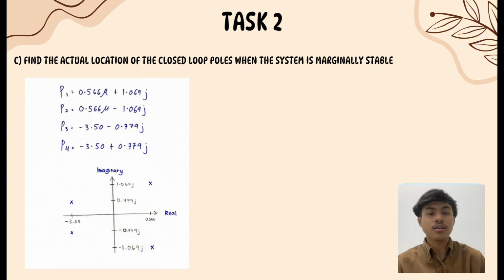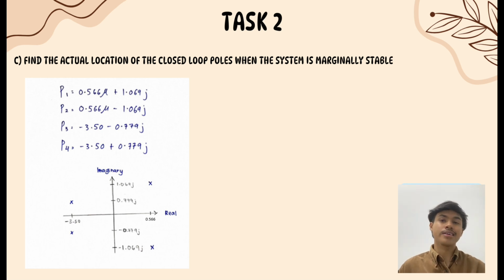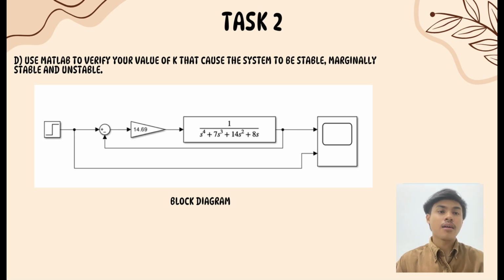After we plot all the points or poles, we can confirm that the system is marginally stable because some poles, P1 and P2, are on or near the imaginary axis. So basically, the graph visually indicates the poles' locations, and it also helps to assess the system stability. So for this part and part D, by using MATLAB, we need to verify the value of K that causes the system to be stable, marginally stable or unstable.